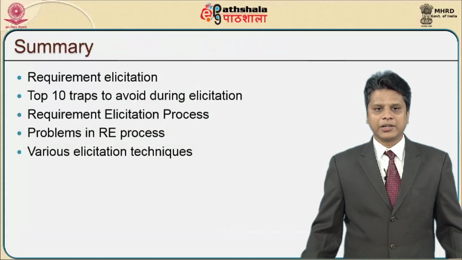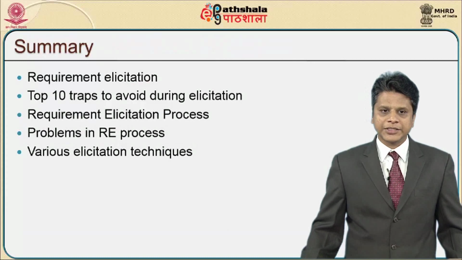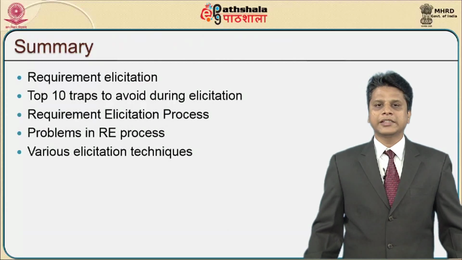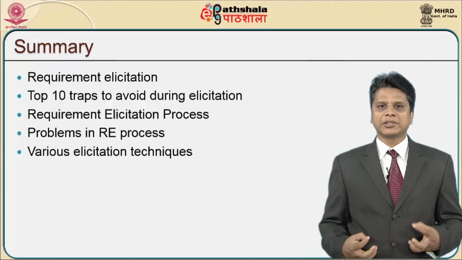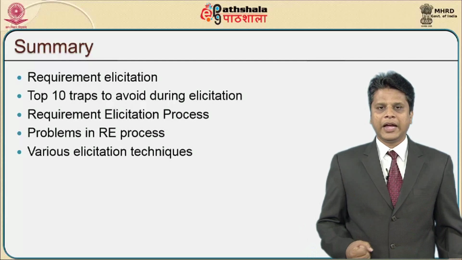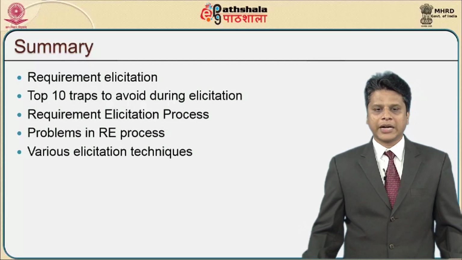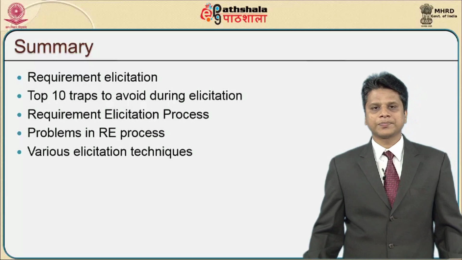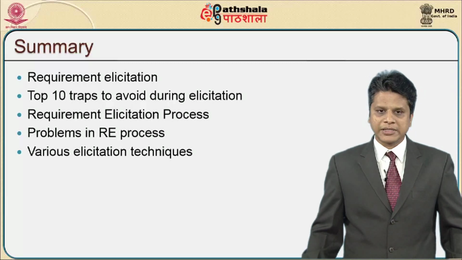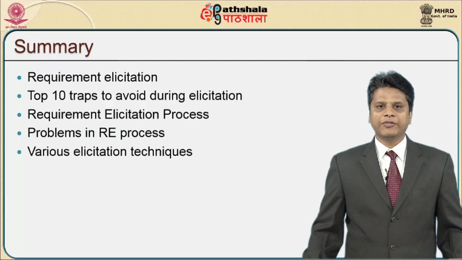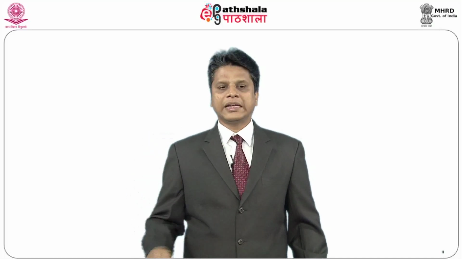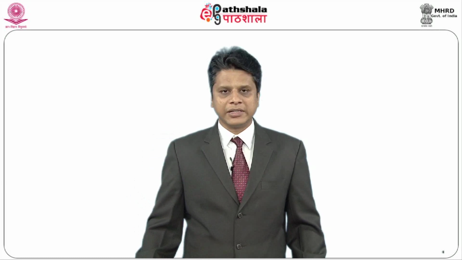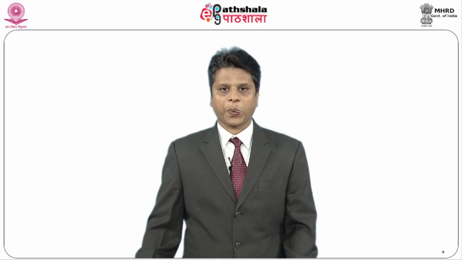So, a summary of this particular session: we have started with requirements elicitation techniques. This elicitation helps us to identify as many requirements in the beginning stage itself as possible, and we have also identified the top 10 traps to avoid during the elicitation phase, and we have understood the requirements elicitation process, and we have also seen the problems that we may come across in the requirements elicitation process, and we are about to see a few of our techniques during the phase of requirements elicitation. Thank you.